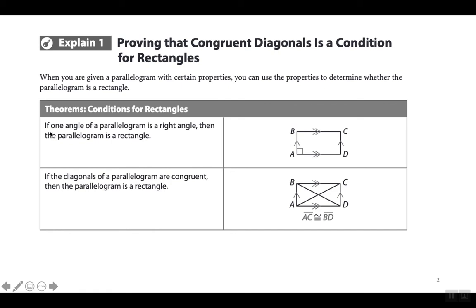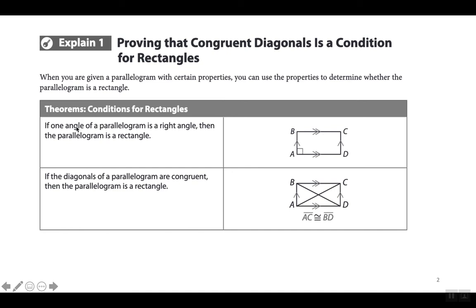The first one, if one angle of a parallelogram is a right angle, then the parallelogram is a rectangle. So if you look right here at this diagram, first of all, we have a parallelogram. How do we know that we have a parallelogram? Because of the arrows on opposite sides. The arrows are telling us that this side is parallel to this side, and the top side is parallel to the bottom side. So we have a parallelogram, and it shows that we have one right angle.